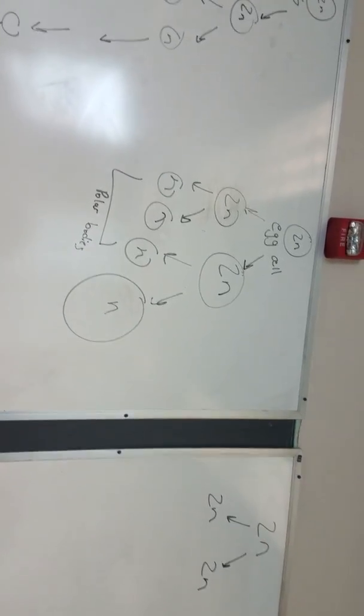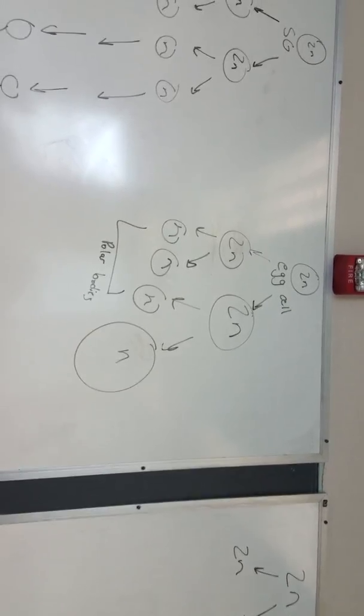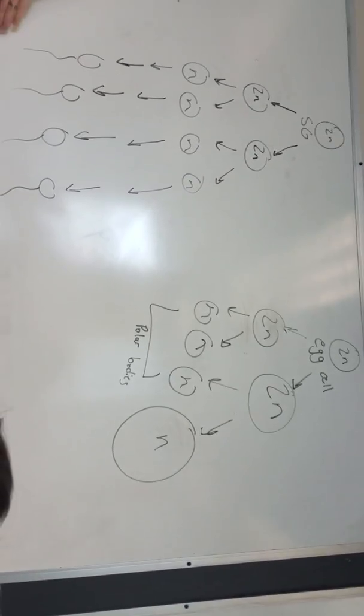All right, so one thing to get out of this is comparing the formation of sperm versus egg cells, the number of viable cells that are produced. All right, so 4 versus 1.